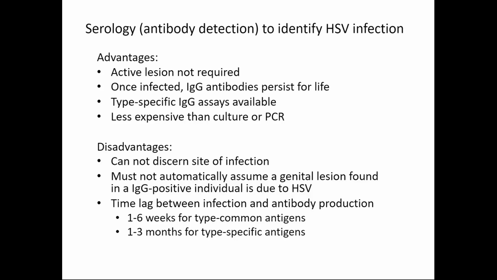But there are disadvantages to serology. You cannot discern the site of infection in a patient that's positive for HSV IgG. You cannot automatically assume that a genital lesion found in an IgG positive person is due to HSV. It could be something else. And the other issue is that there's a time lag between infection and antibody production. This is up to 6 weeks for antibodies recognizing the type common antigens, and up to 3 months for antibodies recognizing the type specific antigens.